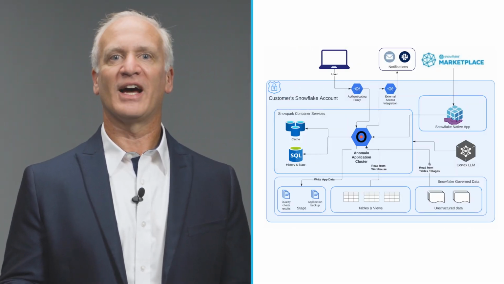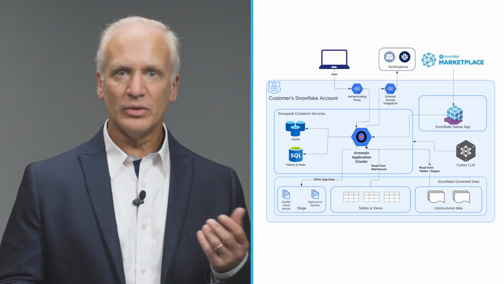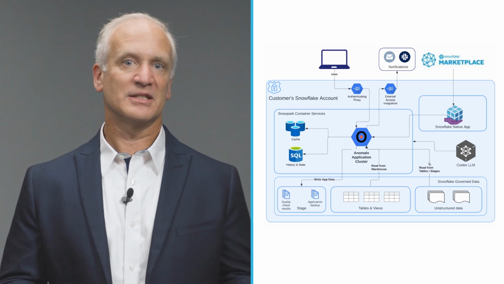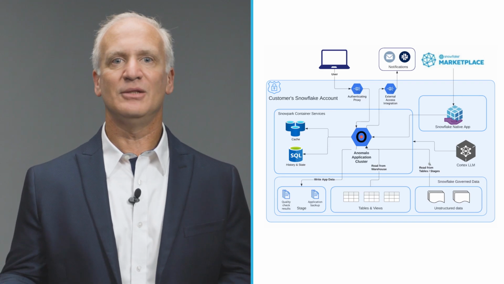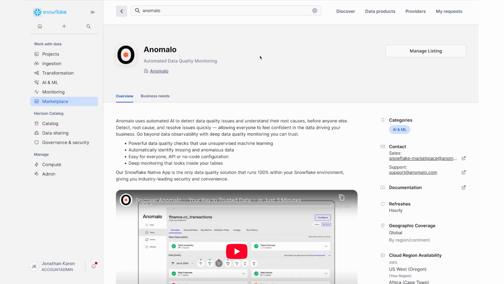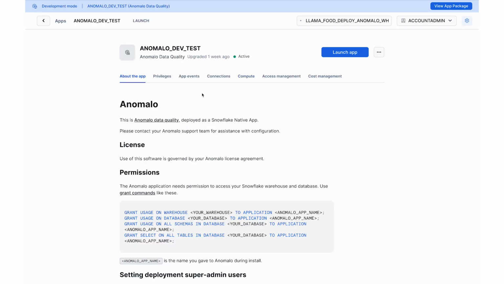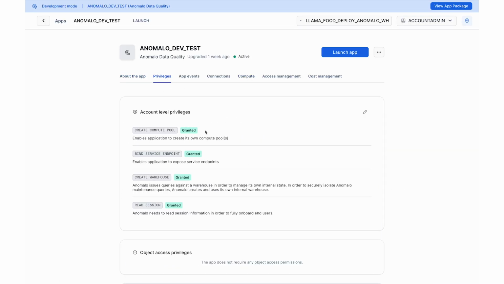With Anomalo and Snowflake, you can build a unified governed pipeline. You ingest, store, and process the data in Snowflake, Anomalo continuously monitors quality, and your teams have the trusted data to feed AI agents, analytics, and apps with confidence. Let me show you. From the Snowflake Marketplace, you install the Anomalo native app into your account. Your Snowflake admin approves the scopes and roles, and you're ready to go.